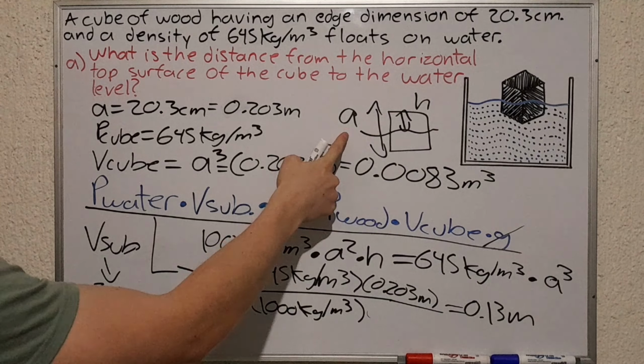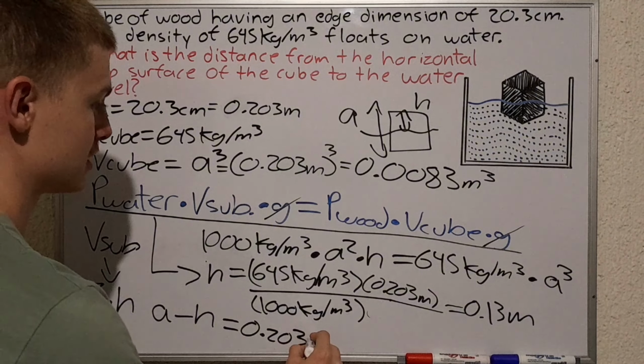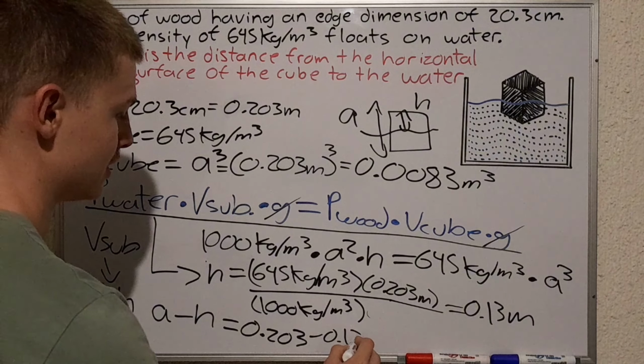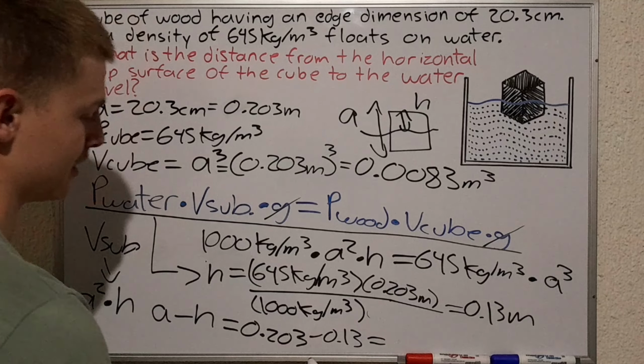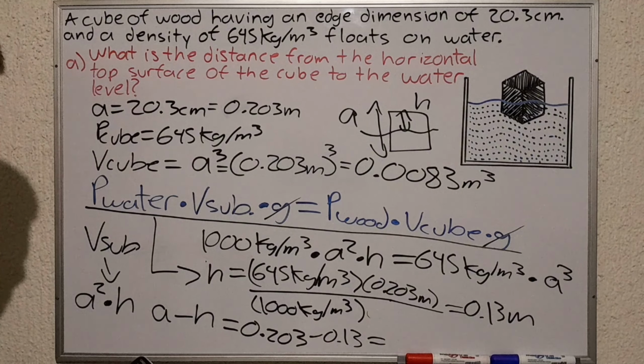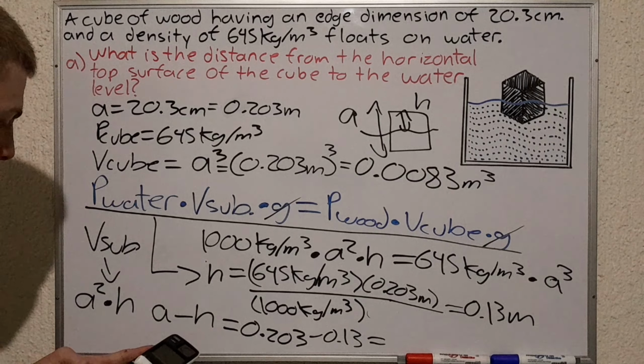which would be 0.203 minus 0.13. And it's meters and meters, so it's going to be meters too. So 0.203 minus 0.13 gives us a value of 0.073 meters. Now this is the answer for the first question.